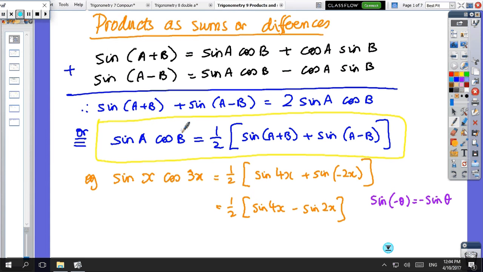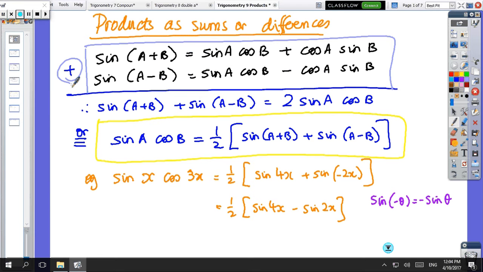Okay, so we're looking at a couple of other neat theorems. It's got 7 slides, so it's going to take a little bit of time. From our previous work with sine A plus B and sine A minus B, we've got those expansions. And then we can get some other neat theorems if we add or subtract these lines.